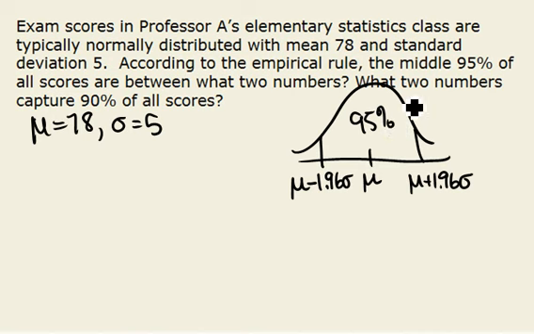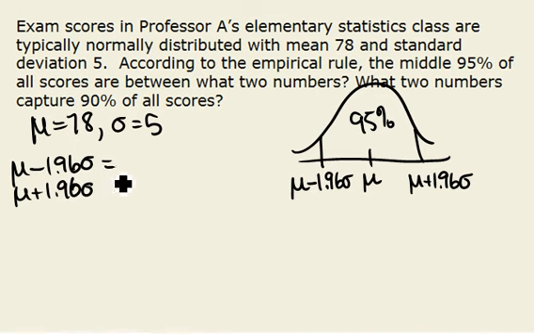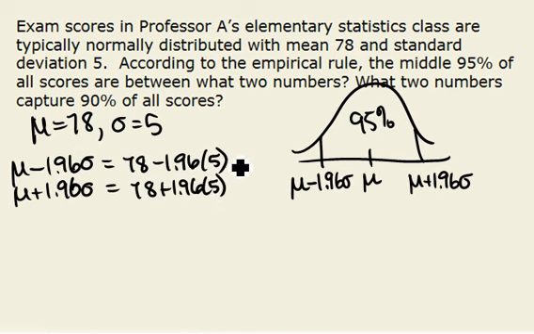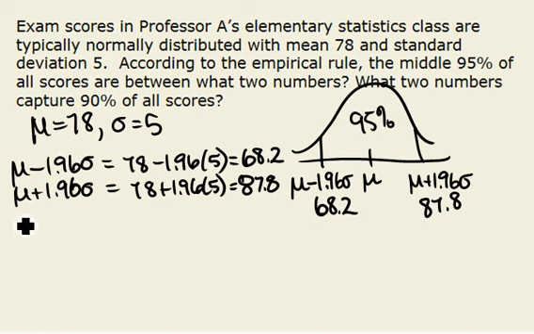So to find the two values that would capture 95% of all scores, we take mu and subtract 1.96 times sigma, and we take mu and add 1.96 times sigma. So what that will give us here is 78 minus 1.96 times 5, and 78 plus 1.96 times 5. And so the two scores that we get are 68.2 and 87.8. So these are the values that are going to capture 95% in the middle.